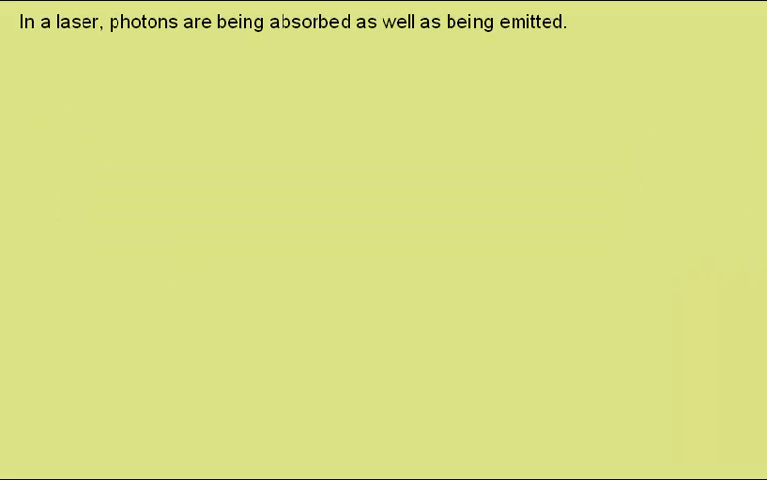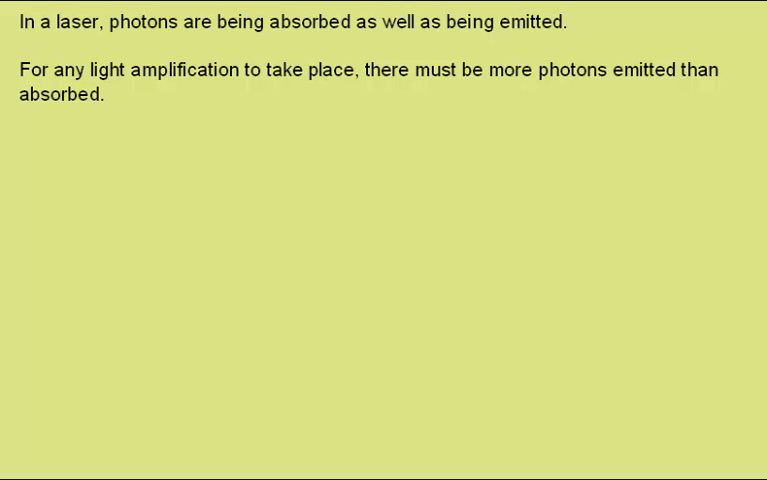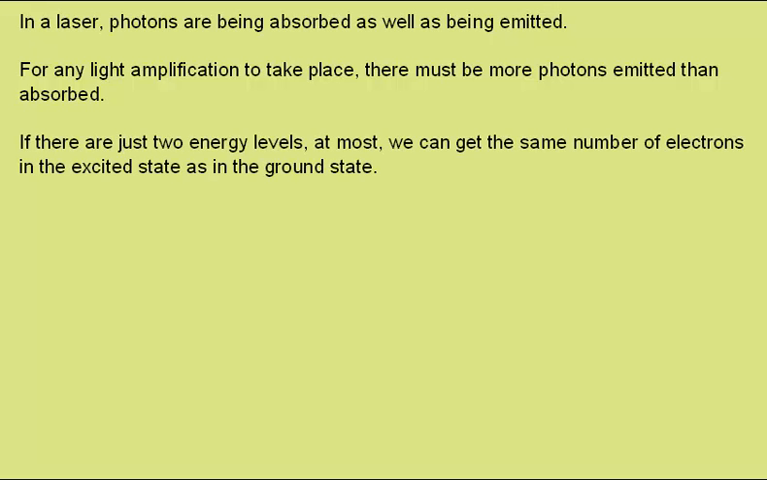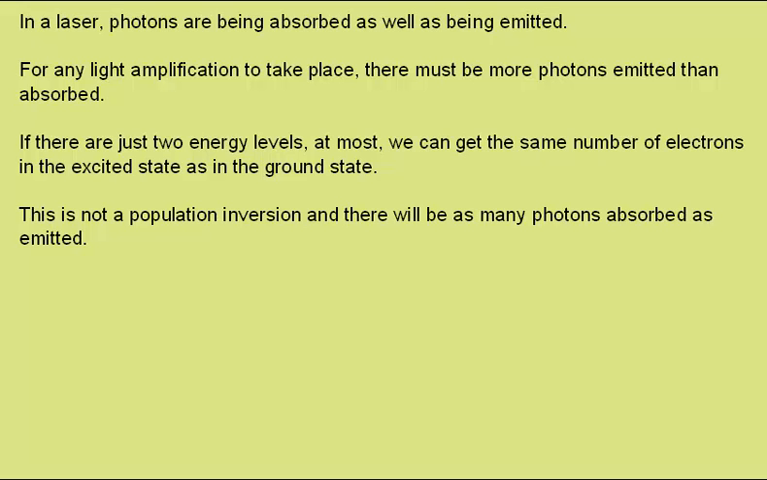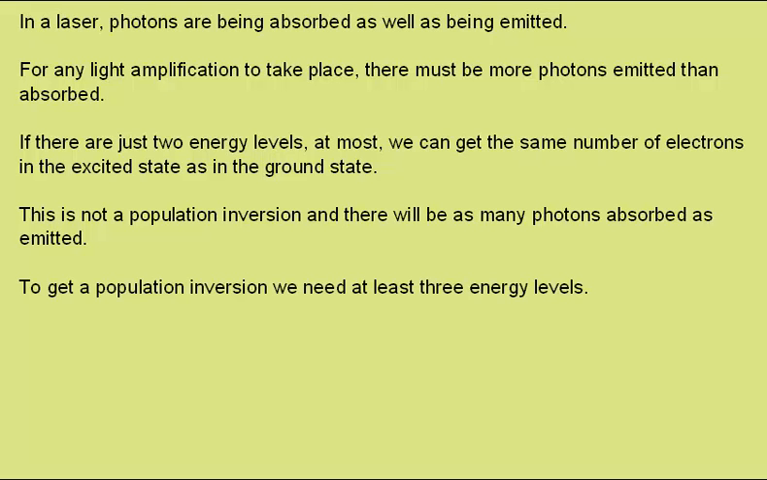So far I've talked of there being two energy levels, N1 and N2. But in a laser, photons are being absorbed as well as being emitted. For any light amplification to take place, there must be more photons emitted than absorbed. If there are just two energy levels, at most we can get the same number of electrons in the excited state as in the ground state. This is not a population inversion, and there will be as many photons absorbed as emitted. To get a population inversion, we need at least 3 energy levels.